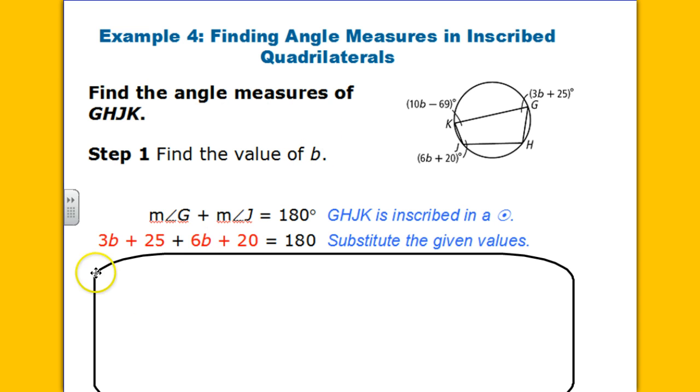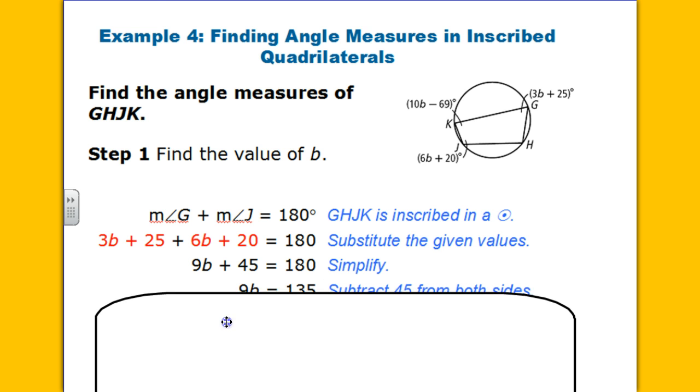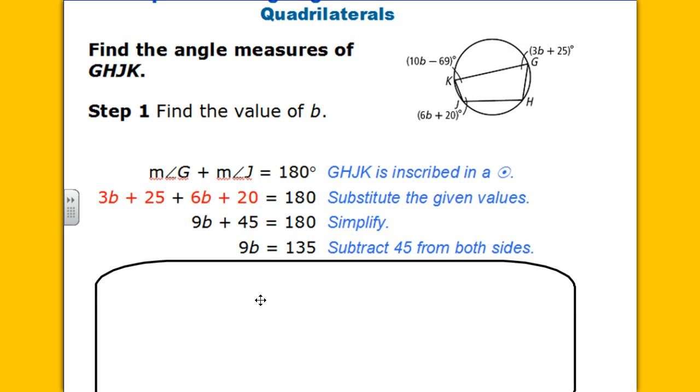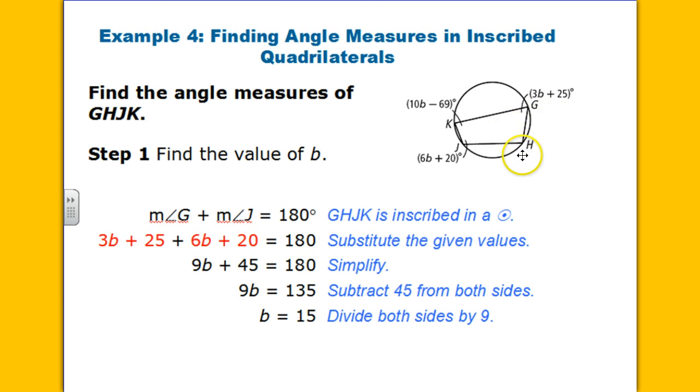So what do we have? How many B's do we have, Kara? 9 B's. 9B and then 45. Okay, so when we subtract 45, we have 9B equals 135, right? And who has B? 15 when we divide, okay? And now notice we don't even have an expression for H, which we don't need, do we? We just have to find K and subtract that from 180.